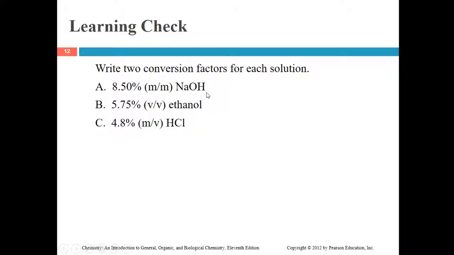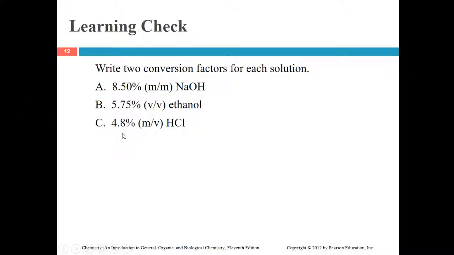Now, you could also have written it another way, 100 grams of the whole solution over 8.5 grams of sodium hydroxide. Now B, on a volume, this is going to mean 5.75 milliliters of our ethanol over 100 milliliters of our solution. Or we could have said 100 milliliters of solution over 5.75 milliliters of ethanol.